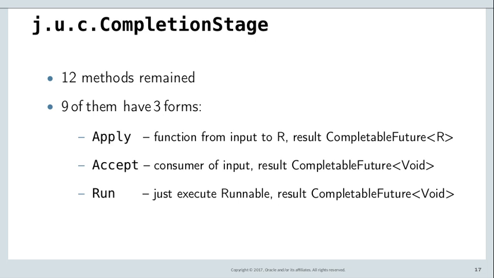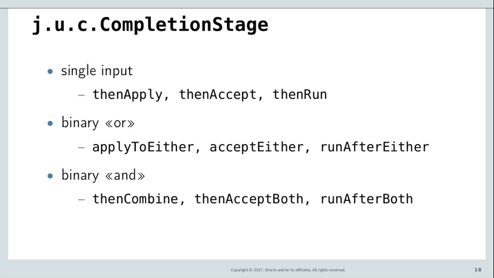And run is the simplest form. Run doesn't need any input and any output. It's just a Runnable, which will be executed when the future on which we depend is completed. Okay, these are the 9 functions. 3 of them take input and produce results. It's one input, one result.